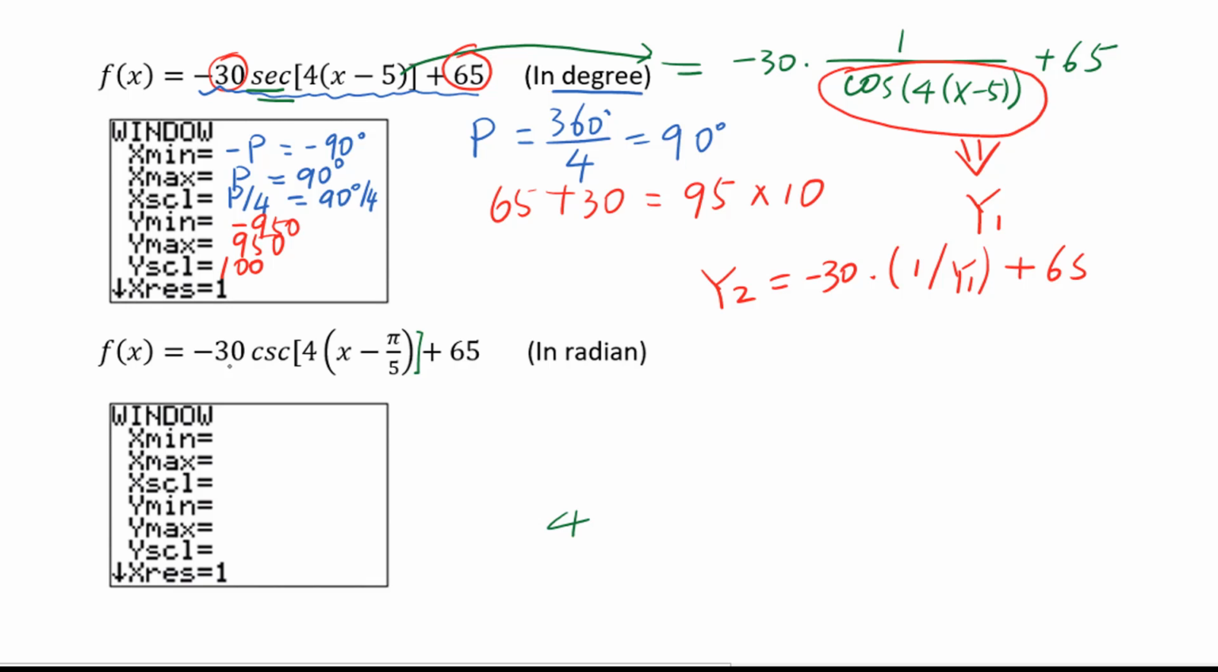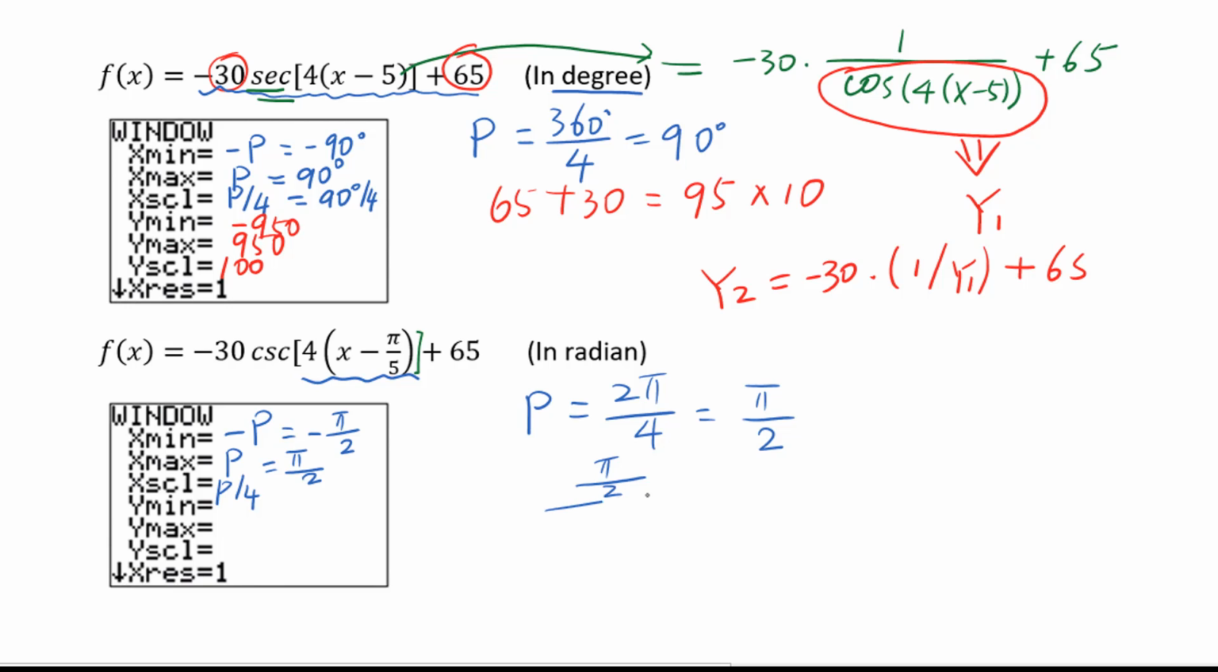F of x equals negative 30 cosecant 4 times x minus pi over 5 plus 65. First of all, we need to figure out the period. That is 2 pi over 4. It's pi over 2. Normally for x minimum, we will put a negative p. That is negative pi over 2. For maximum, let's do p. So you have pi over 2. For x scale, we will do p over 4. Pi over 2, then divided by 4. Complex fraction, that is pi over 8. So you will get pi over 8.